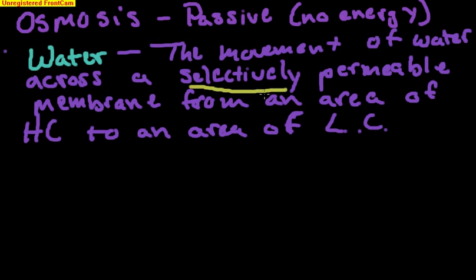Selectively, obviously, something that it selects for. I'm selecting for water to pass through. I'm not selecting for anything else. Permeable meaning allowing it to pass through, like a coffee filter. But we're selectively permeable. Only certain things can pass through.